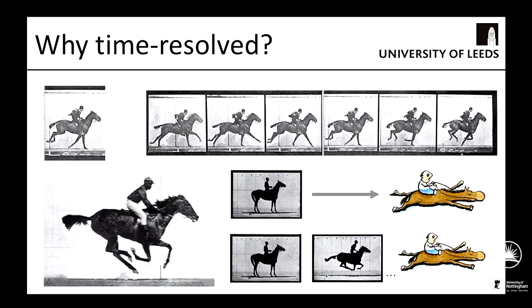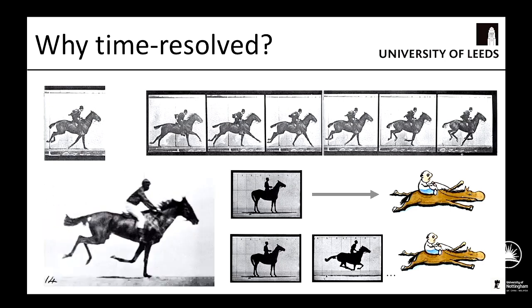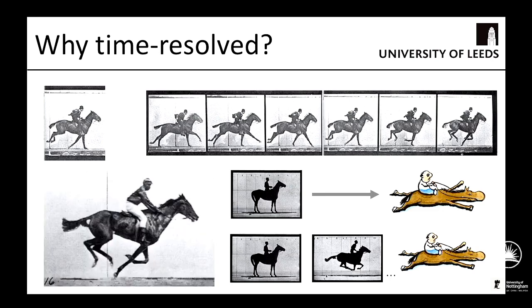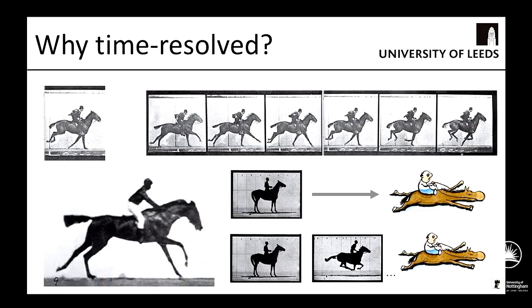So what we need to do is to have a system whereby we can start to trigger a reaction and then stop it at distinct time points, or at least trap it at distinct time points, so that we can then study these in the electron microscope.